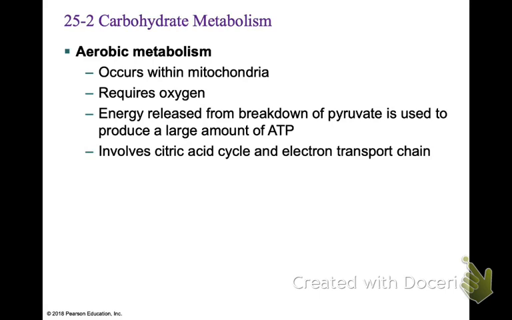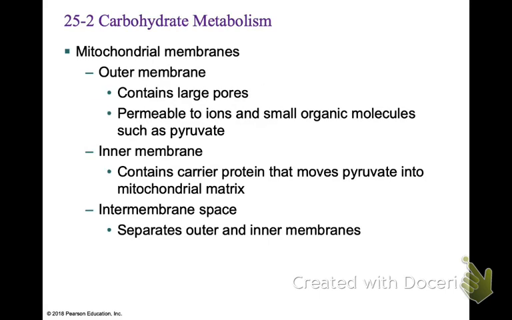What we're going to do in aerobic metabolism within the mitochondria is release the remaining energy that's in that pyruvate, and in the process, we're going to get a lot of ATP, a lot more ATP than we got in glycolysis. There are 2 steps inside the mitochondria, the citric acid cycle and the electron transport chain.